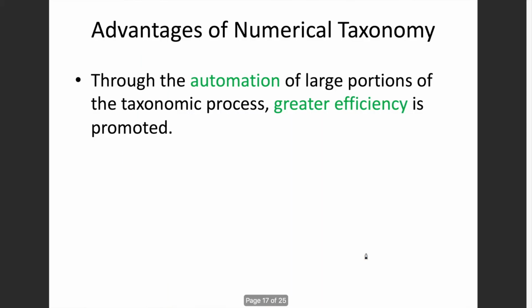So the other advantage of using numerical taxonomy is the automation that it offers us, no? The large portion of the taxonomic process will not be on our side, but on the burden of the computer system that we're using. The large portion is already automated, and since it is automated, the computer can do it for us. We just need to sit back and relax and let the computer do its thing. And thus, it is more accurate and more efficient.